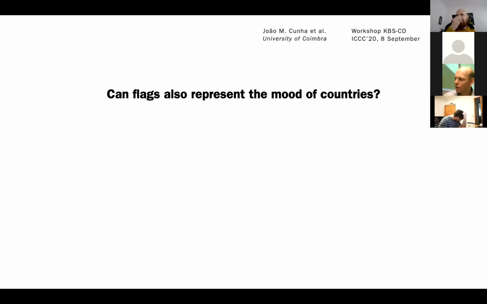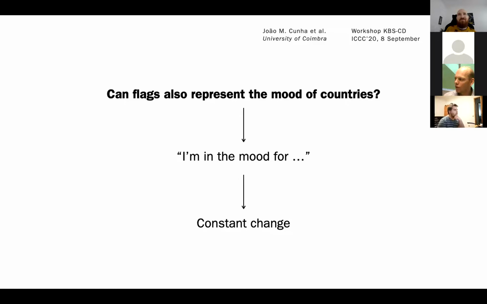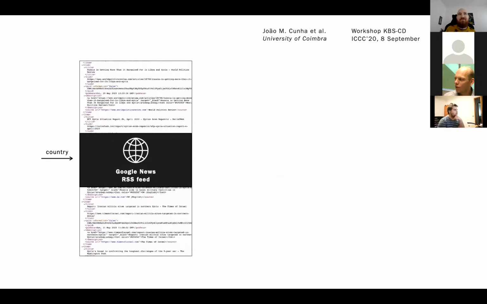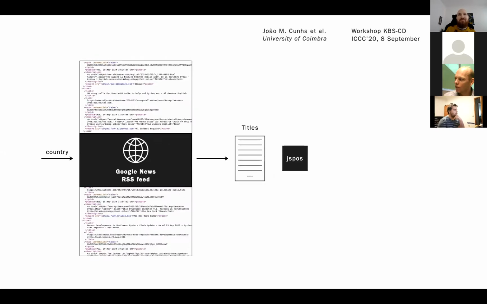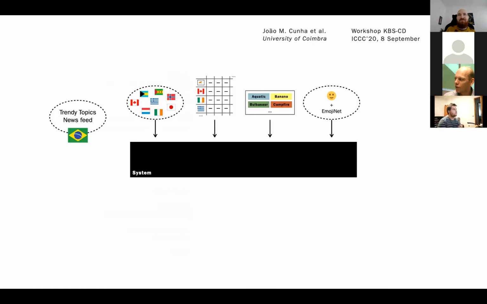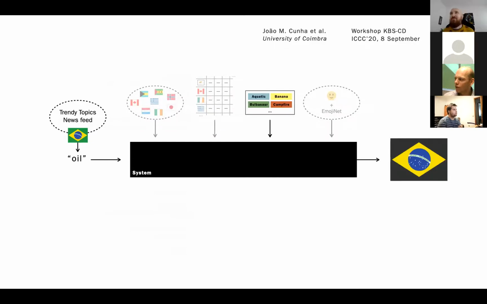And so we are trying to answer this: can flags also represent the mood of countries? And so it's based on this idea of I'm in a mood for something. It's based on constant change. And the way we do this is by accessing the Google News RSS feed and searching for the country, retrieving news about this country, retrieving the titles, analyzing the titles, and getting trending topics. So for example, a while ago, for Brazil, we were getting the topic oil because there was an oil spill there. And so using color, we were able to obtain these flags. So this flag with the dark gray background represents the oil.